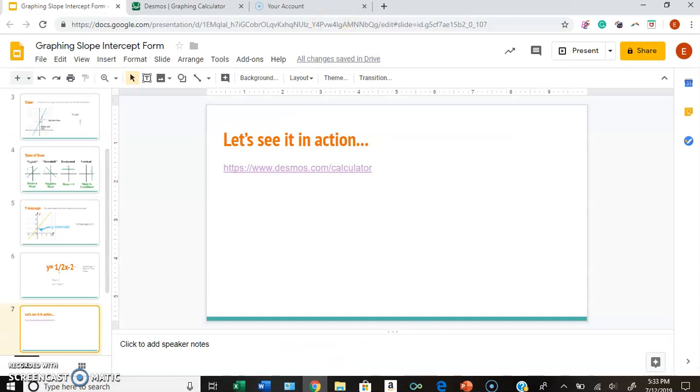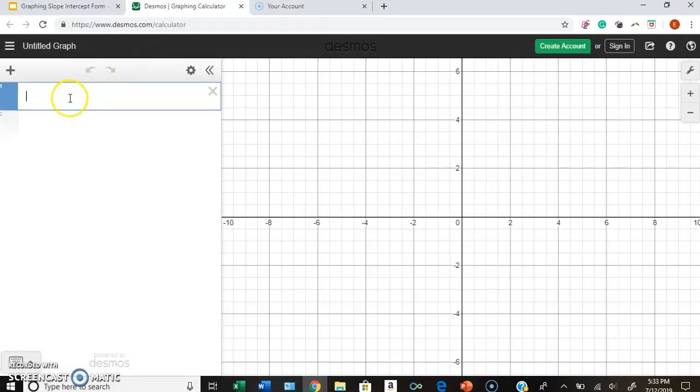Now let's see this in action. So if I were to create the line y equals 3x minus 1, this is what my line would create.